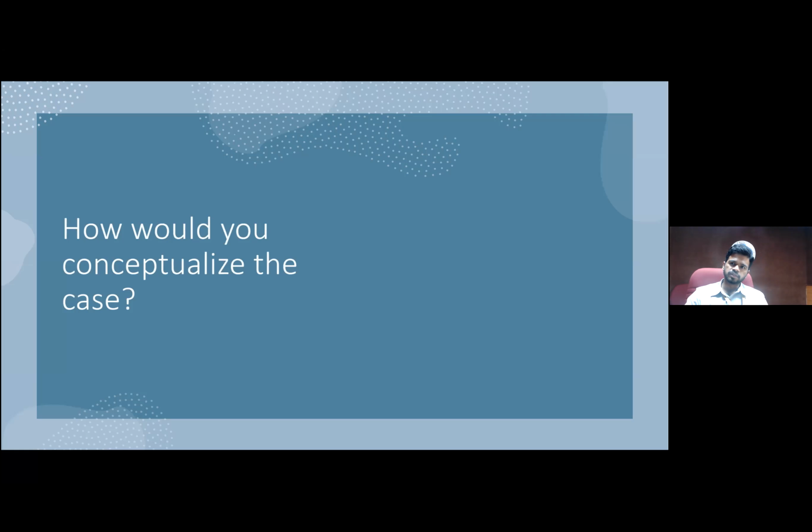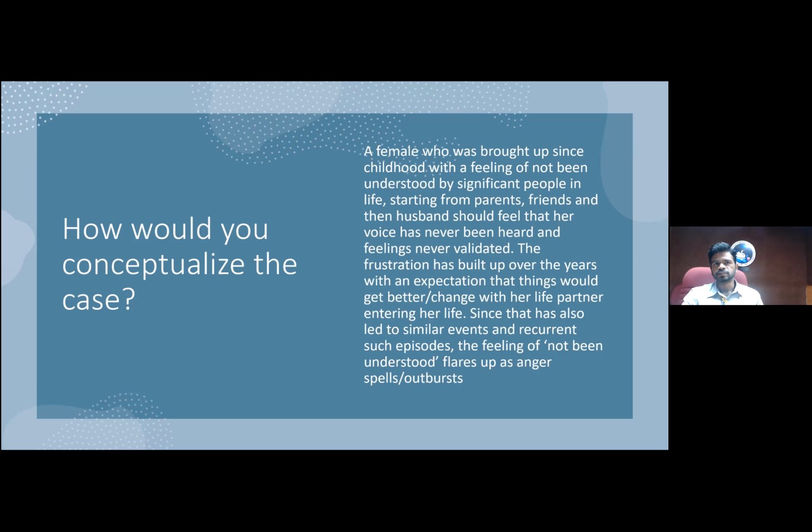And then there were betrayals there as well, and then she feels that at least in the long run there will be someone, a life partner, who will be able to be that person, and suddenly that also is not being met, right? And with that background, that's what we have understood, that a female was brought up since childhood with the feeling of not being understood by significant people in life, starting from parents, friends, and then husband, and should feel that her voice has never been heard and her feelings were never validated or acknowledged. The frustration has built up over the years, with an expectation that things would get better or change with her life partner entering her life. Since that has also led to similar events and recurrent episodes, the feeling of not being understood flares up as anger spells or outbursts.